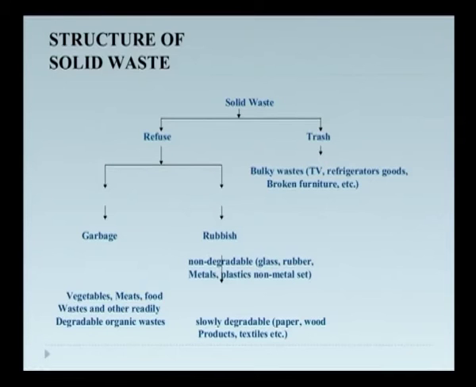reused. If you look at the structure of solid waste, you have refuse and trash. So trash is bulky waste like TV, refrigerator, goods, broken furniture, mattresses, pillows, all of that. Refuse, you have two types: garbage, which is vegetables, meats, food waste, other readily degradable organic material, usually from the kitchens. Rubbish is non-degradable like glass, rubber gloves, metal, plastic, non-metal sets, all of that. Then you have, these are slowly degradable, especially paper, wood products, textiles. Even though they are considered degradable, it takes a long period of time. So it is obviously better to segregate the completely wet garbage from the dry garbage.